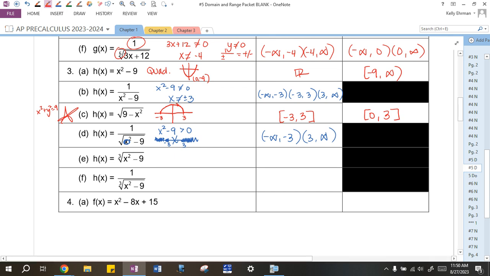What about the cube root of x squared minus 9? We can cube root, we can take an odd root of anything. And we can plug anything into x squared minus 9 on its own. So this is all real numbers.